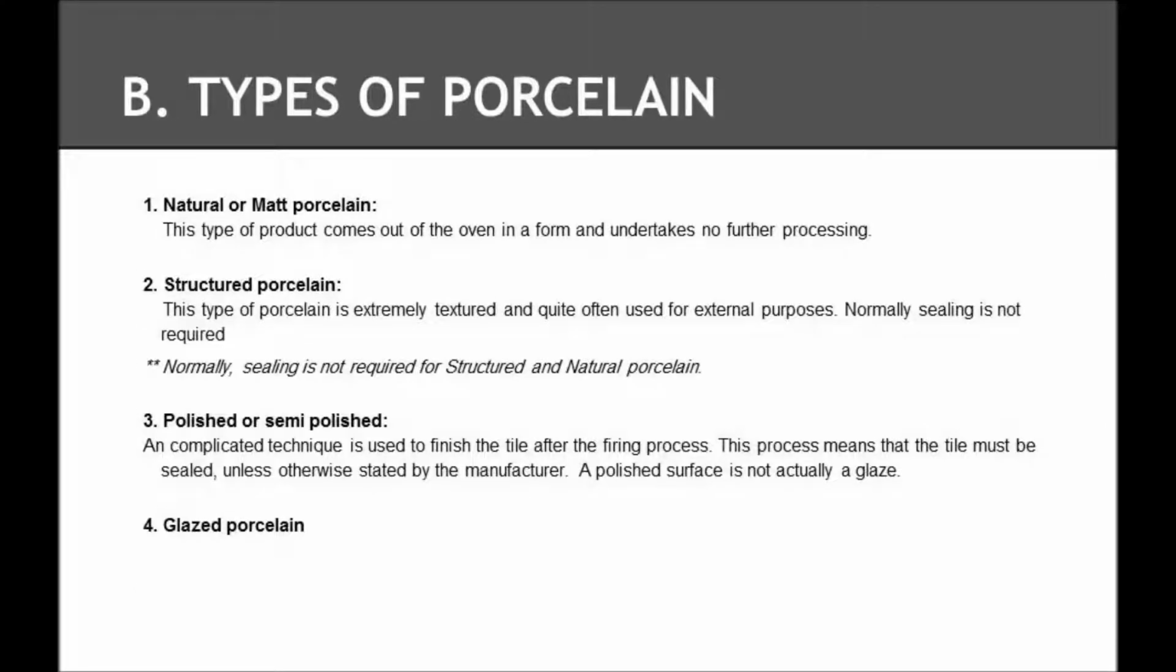Porcelain is not just one generic type of material. There are actually several types of porcelain. There's the natural or matte porcelain. This type of product comes out of the oven in a form and undertakes no further processing. There's the structured porcelain, and this type of porcelain is extremely textured and quite often used for external purposes.